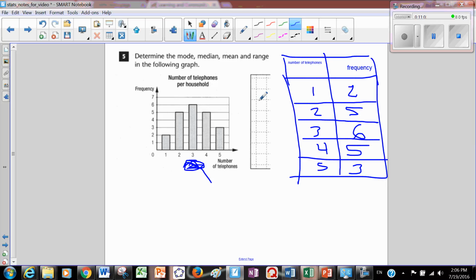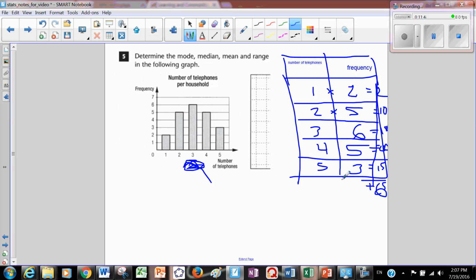So when it's going to be time to do the mean or the average, what I'm going to do is I have 2 people that took 1 as their answer, so that's going to give me 2 here. Here I have 5 people who have 2 telephones, so that's 10. 2 times 5 is 10. And here I have 3 times 6, so that's 18. And here I have 20. And here I have 15. So after that, I'm going to add all of this up here to get my total, which is 65.